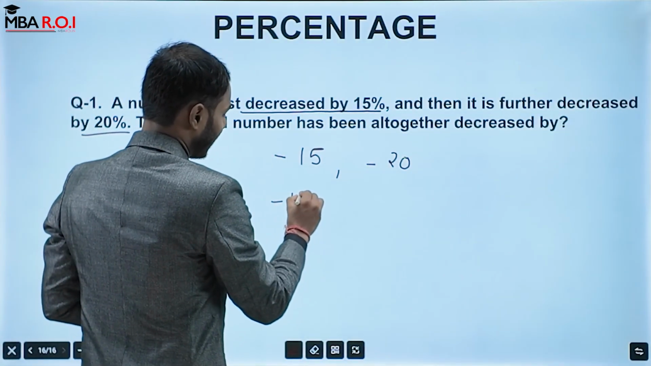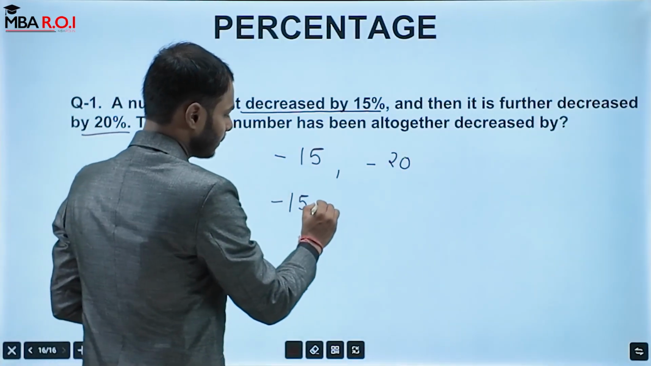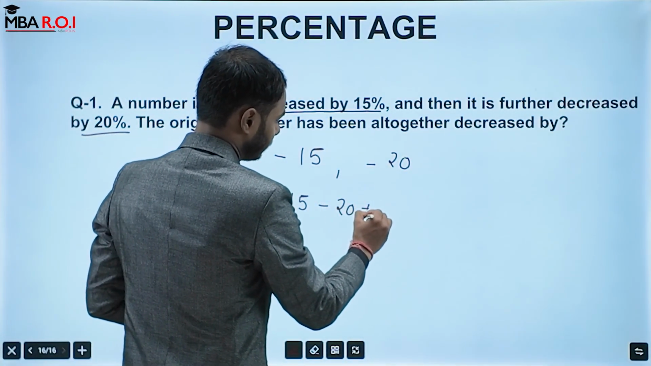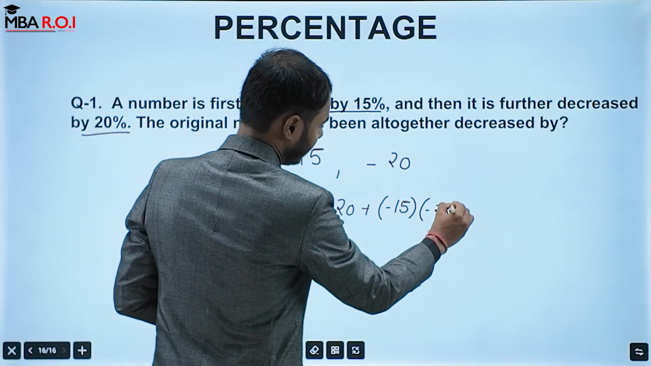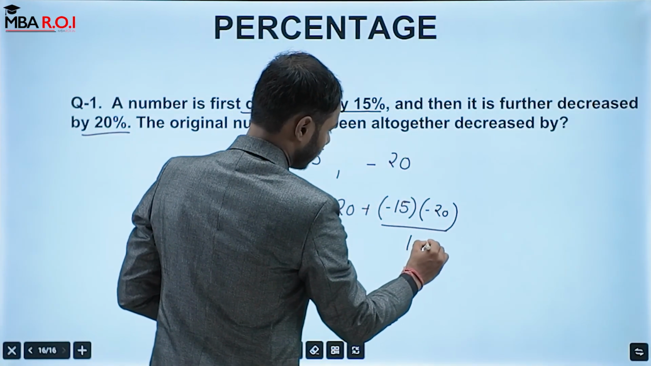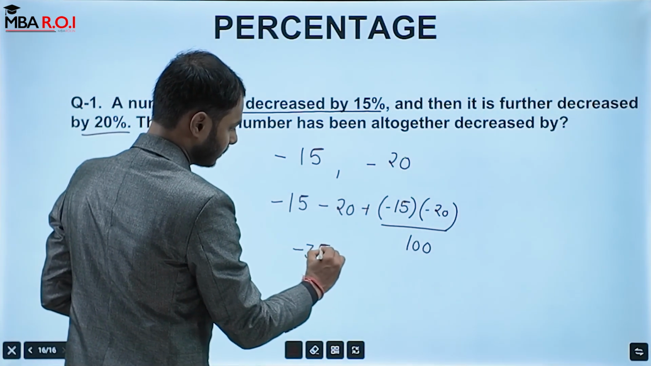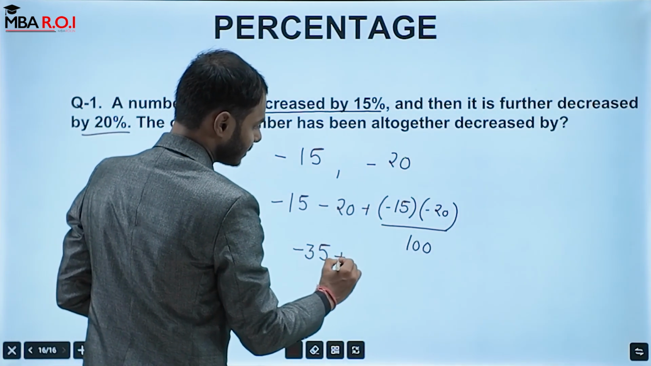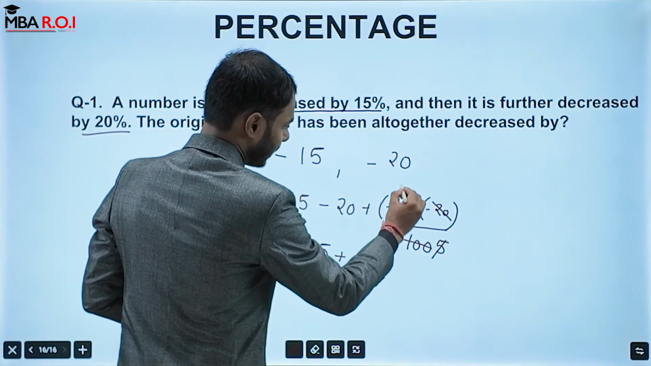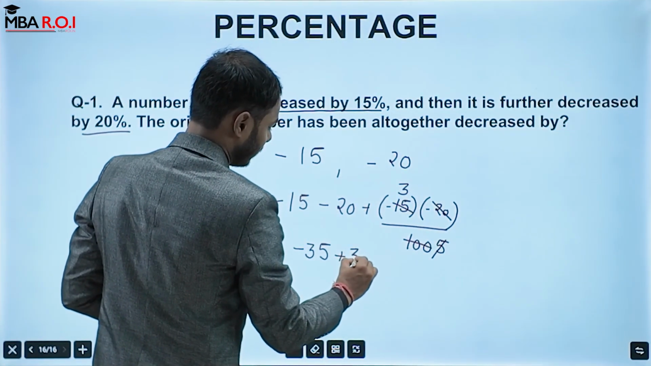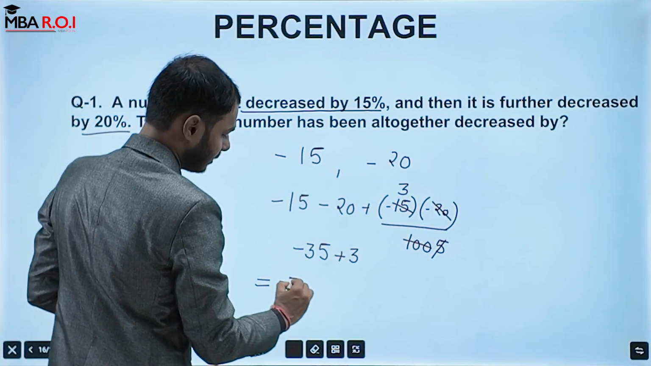Again, as we have to put numbers with sign, so minus 15, minus 20 plus minus 15 into minus 20 divided by 100. Now this will become how much? This will become minus 35. This will become plus 20. So this will become 5 and this will become 3. So finally we will have plus 3. Overall if we solve, we will get minus 32%.